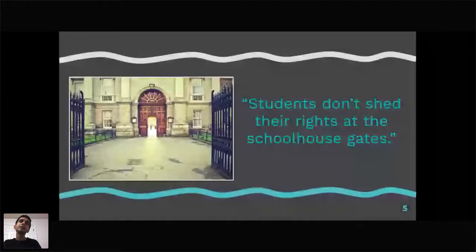However, because at school you are technically under the school's watch, it's in loco parentis. There's a Latin phrase for that. Basically what that means is that the school and the administration serve as your parent there.